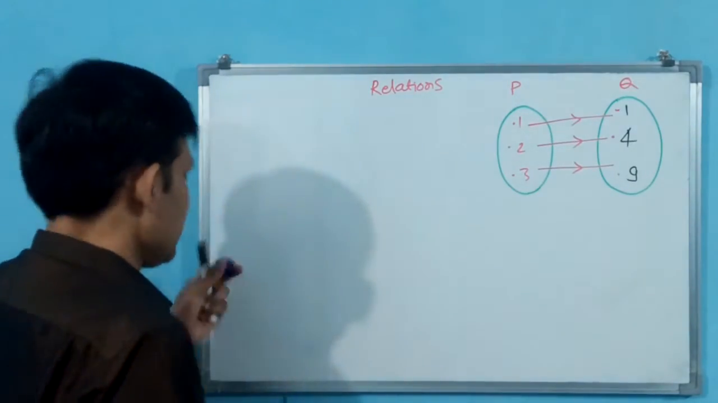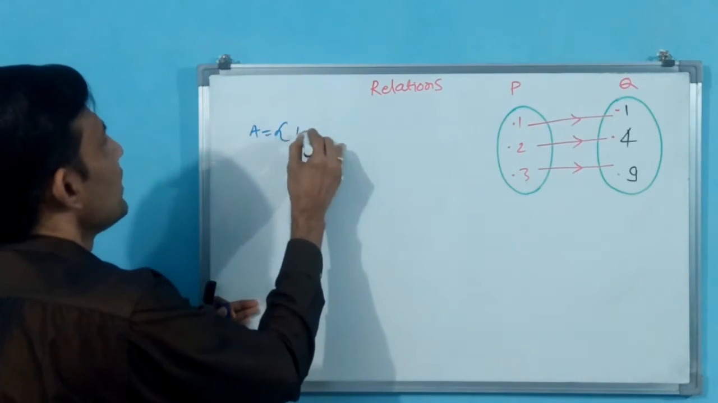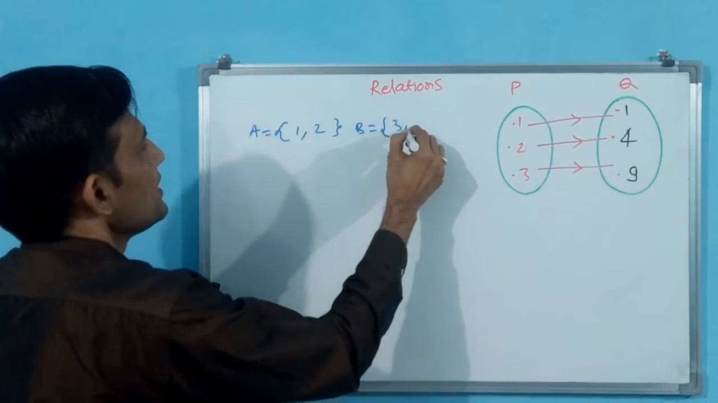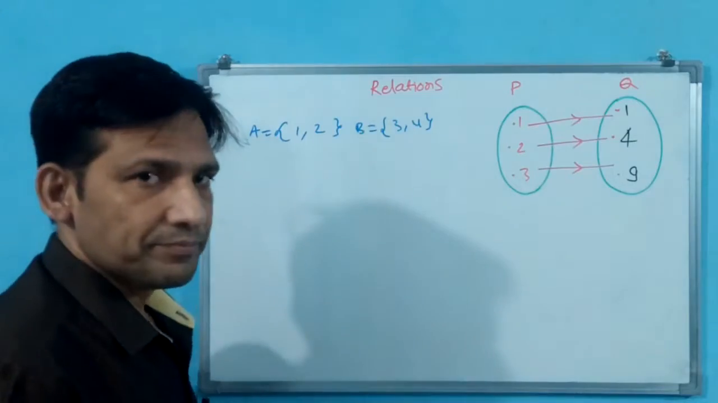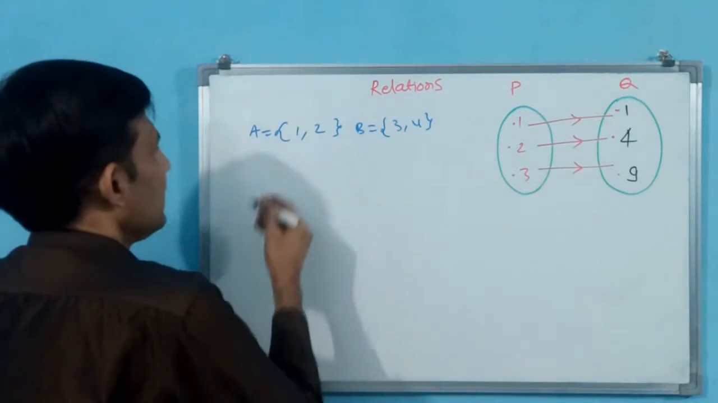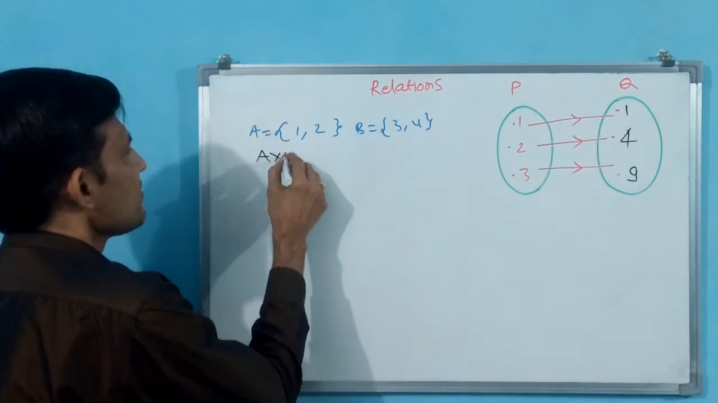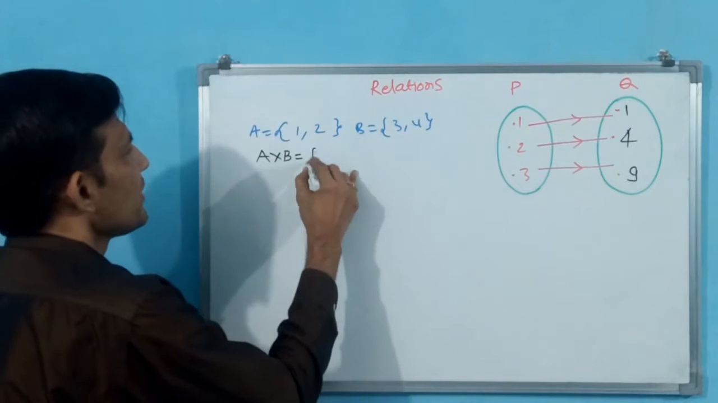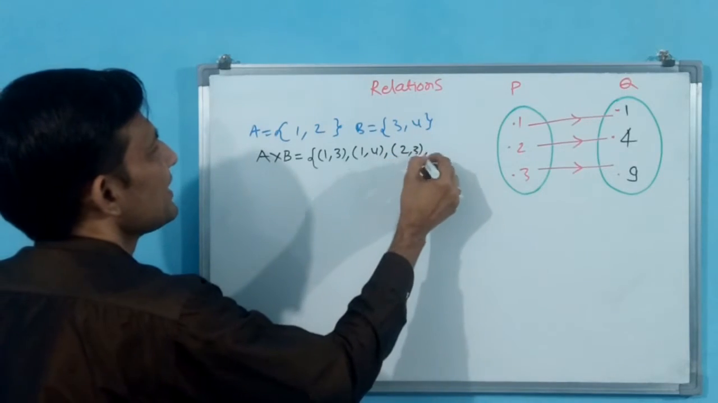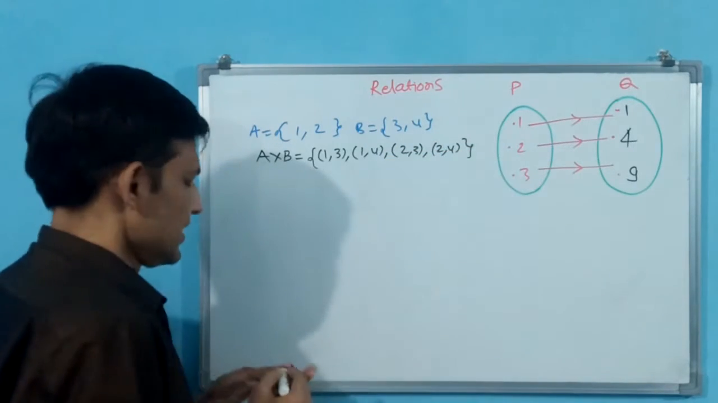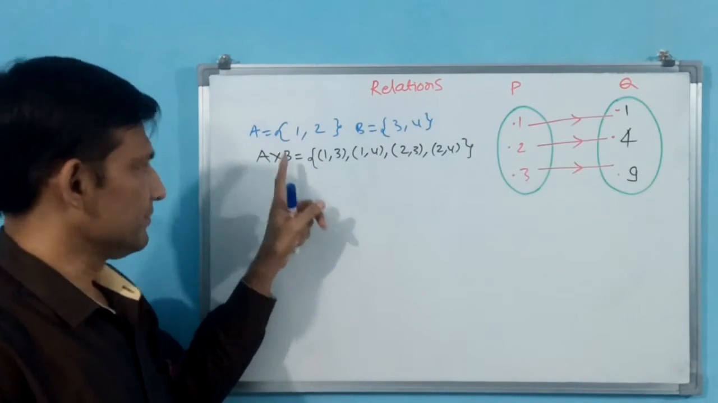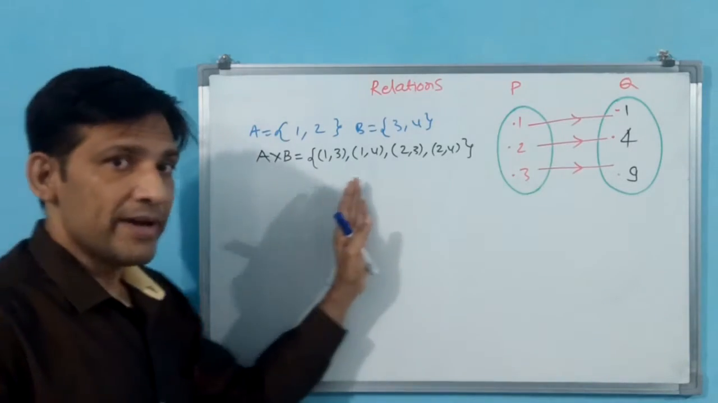Say A is equal to {1, 2}, and B is equal to {3, 4}. Now these two are sets. Say the ordered pairs of the Cartesian product, what are we going to write? We are going to write (1, 3), (1, 4), (2, 3), (2, 4). This is the Cartesian product of sets, A cross B, and these are ordered pairs.